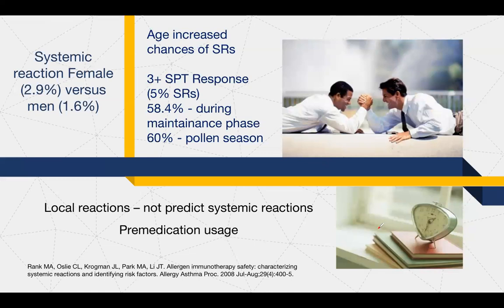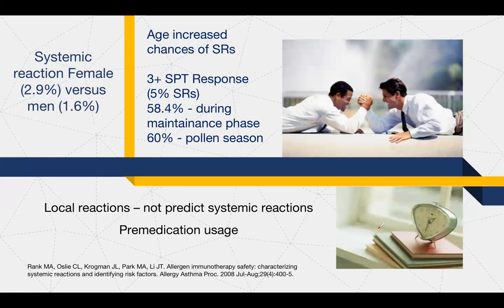There are certain data which suggest systemic reactions are more in females versus males, 2.9 versus 1.6. And if the age is increasing, the chances of systemic reactions will be more. And if initially there is a 3 plus skin prick test response, that will produce more systemic reactions. 58.4% of the systemic reactions happened in the maintenance phase, and 60% of those happened in the pollen season. So these are a few important areas we need to remember.